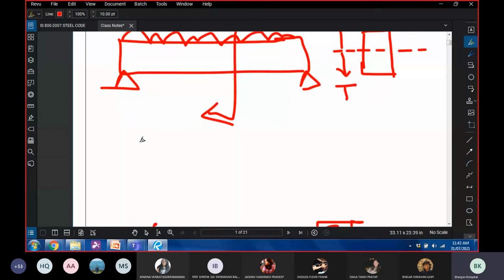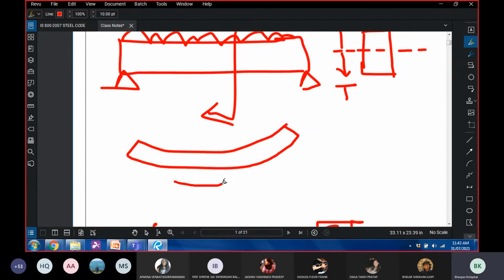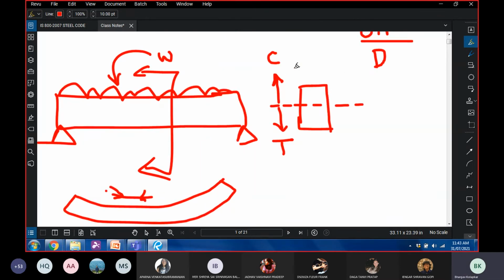It is going to bend like this. Here there's elongation, here there's contraction. Since there's contraction, this is a compressive force. Since there's elongation, this is a tensile force.